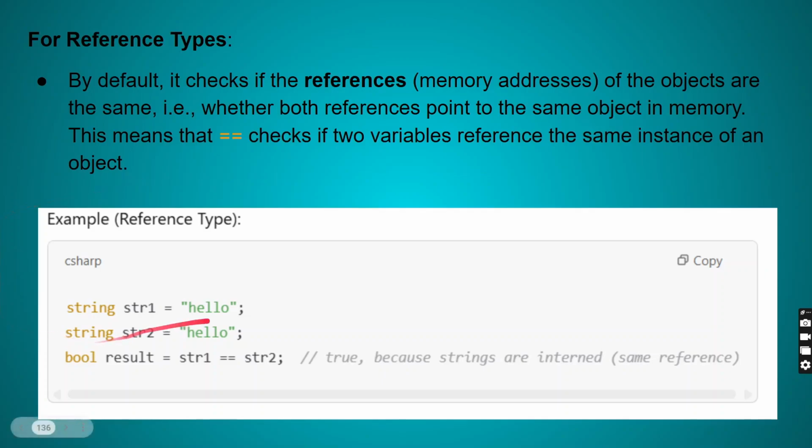For example, if we look here, we have two variables of data type string, str1 and str2. Both we have assigned with the string value hello, and we are comparing them with the result equal to str1 equal to str2. This also gives true because strings are interned, so they have the same references.